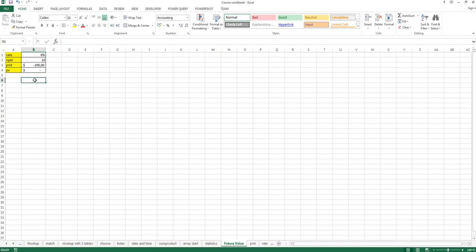So just type in equals future value, FV, open, and then you get the arguments. Just use the rate, 6%, the number of periods, 10 years, the payment, minus 100, because we put it in the bank account, the present value of 0, and the type. This is just the type of interest.